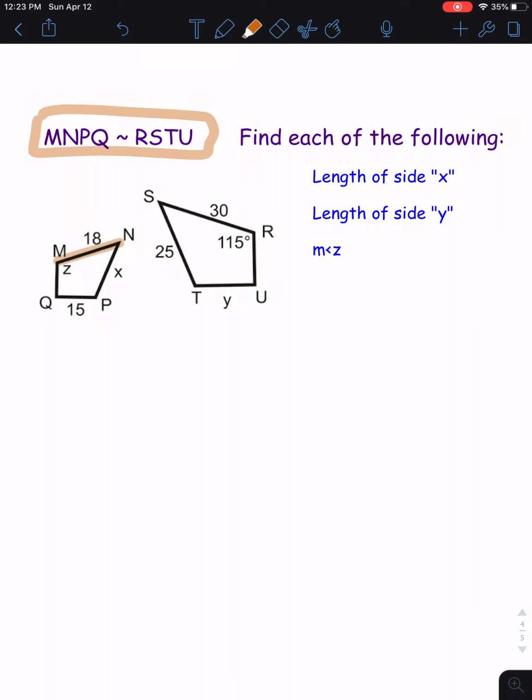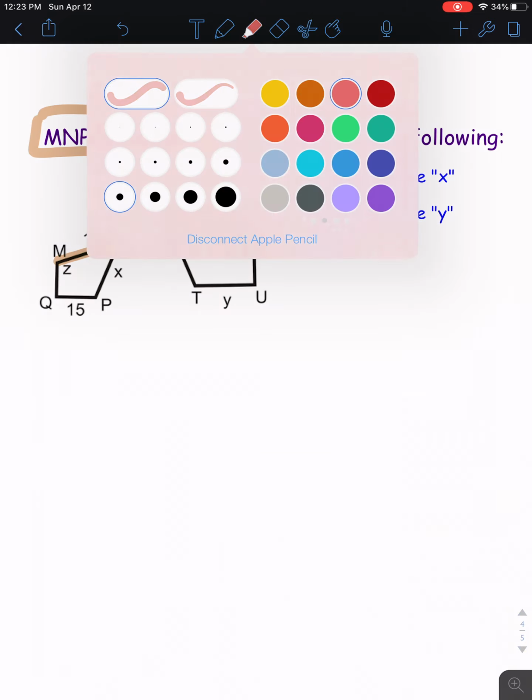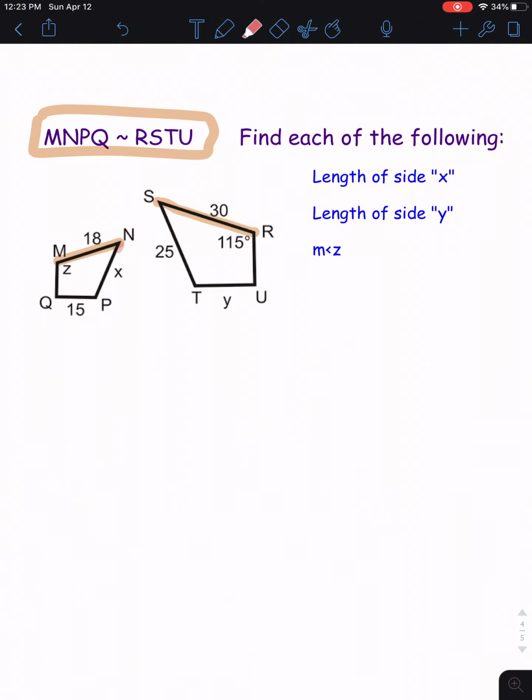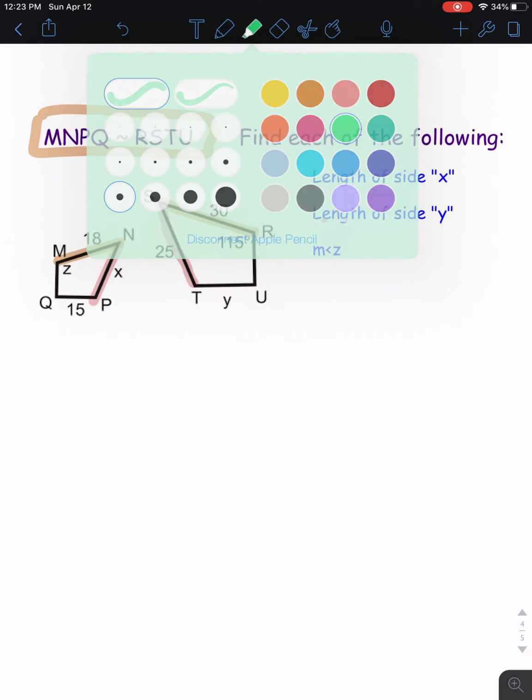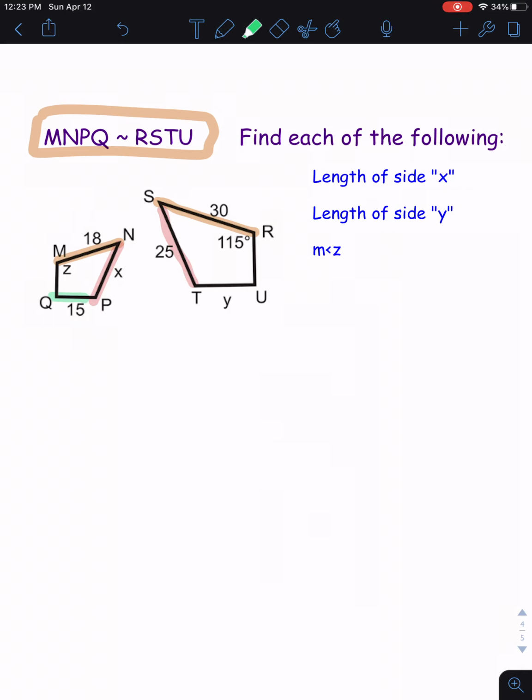So side MN is in the same spot as RS. Side NP is in the same spot as ST. Side PQ is in the same spot as TU. And then lastly, also just double checking, RU is the first and last, and so is MQ. So that's going to be helpful for me when I find these missing sides.